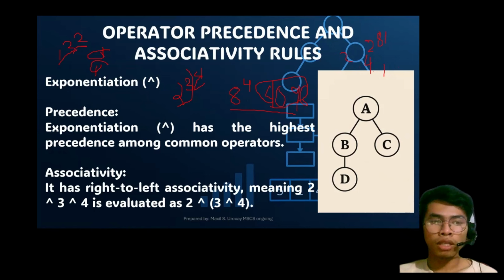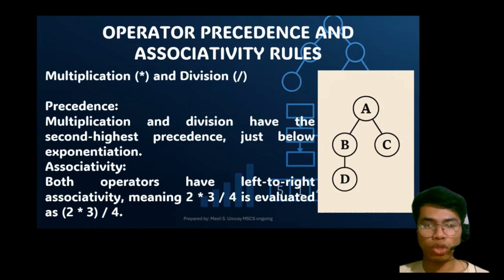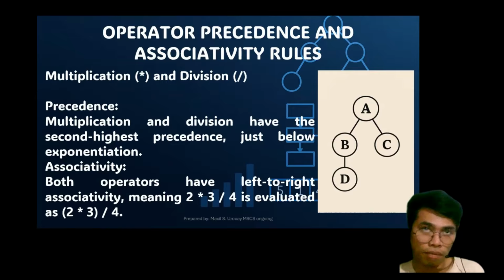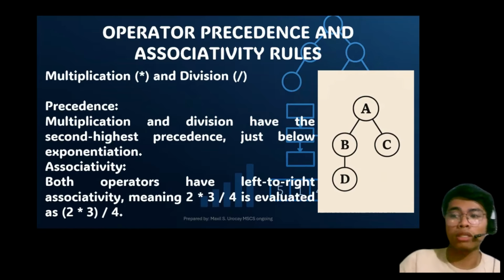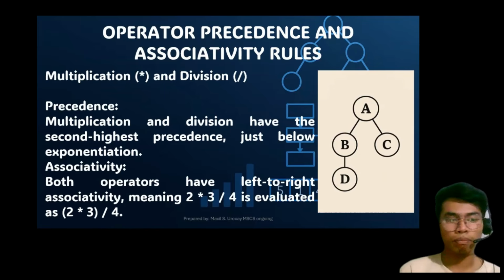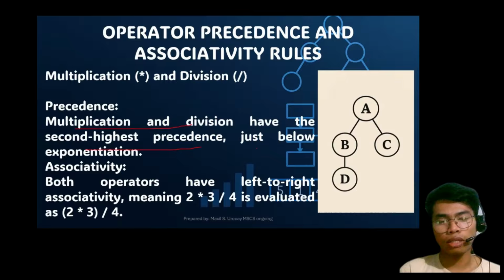Okay. Now let's proceed with multiplication and division. This has the third highest precedence, since the parenthesis has the topmost priority. Multiplication and division have the precedence just below exponentiation. So actually, it is the second highest precedence after exponentiation, my mistake. Both operations have left to right associativity, meaning we begin to calculate from the left.